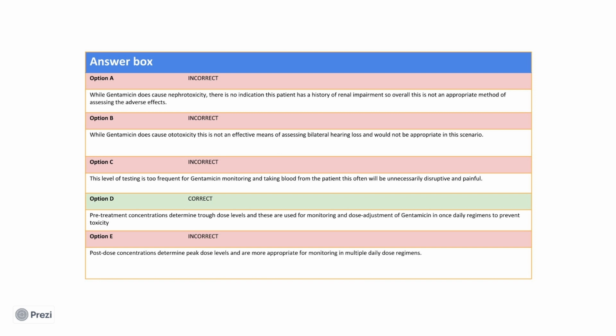Option C, this is a frequency of testing that is not appropriate for a once daily dose regimen and will be unnecessarily disruptive for the patient. And finally, option E, post-dose concentrations reflect the peak gentamicin levels and are more appropriately used to monitor serum concentrations in multiple daily dose regimens.